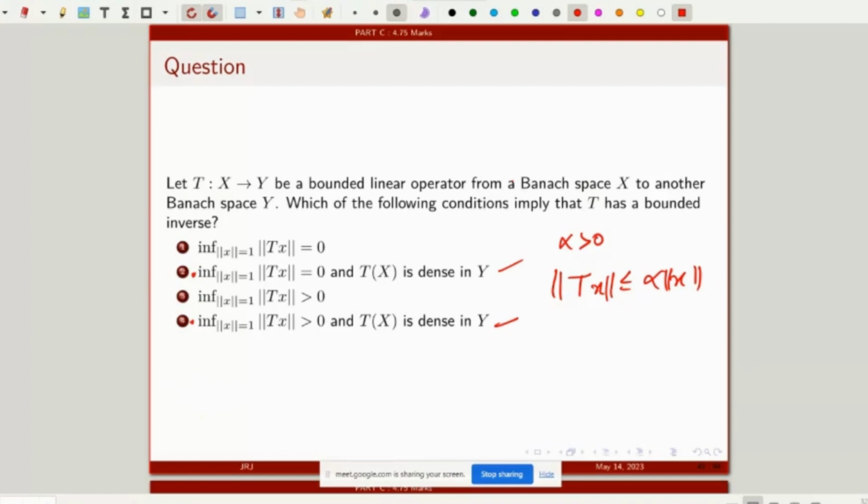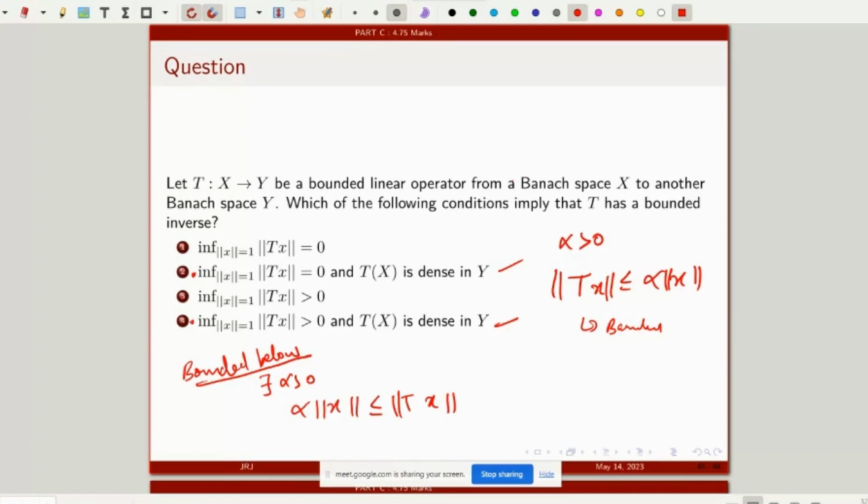So this is the definition. There exists a beta such that beta times norm x is less than or equal to norm Tx. We say it is bounded below. So bounded below means there exists an alpha positive such that alpha times norm x is less than or equal to norm Tx. Right. So this is the definition for bounded below.